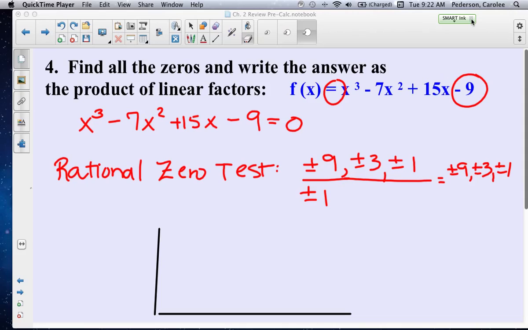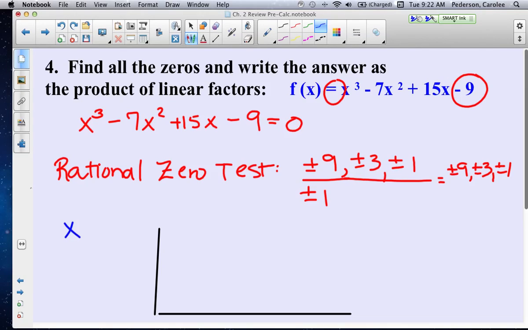The factors of 9 are 9, 3, and 1. And the factors of 1 are 1. And then you would divide those all out by 1. So the possible choices, there's 6 of them. And you don't get much of a chance. You just have to go out and try one of them. So I'm going to try 3. I'm going to see if I divide by 3, which is the factor of x minus 3.